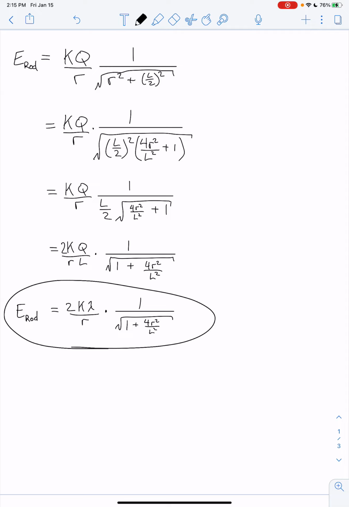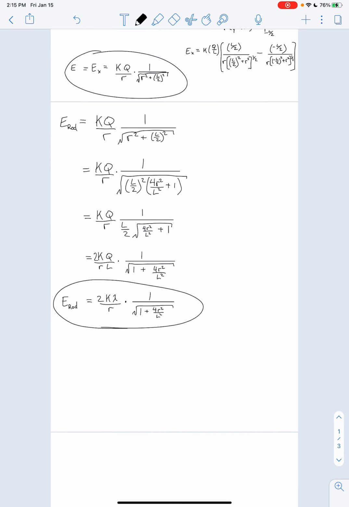Now it's all in terms of some constants out front, and the linear charge density is there explicitly, which is nice. Are we done? No, there's one more thing I want you to consider. Consider an infinite line of charge, that is, L goes to infinity.